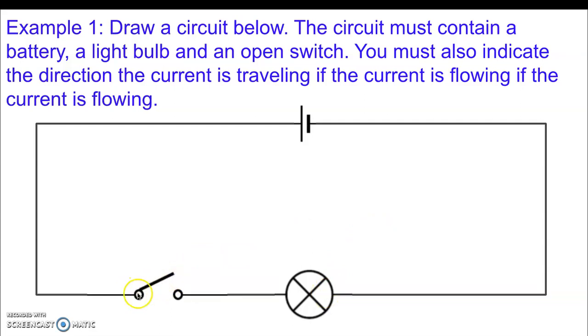Now, because the switch is open, the circuit is not going to be continuous, right? The electricity would normally leave from the positive end and come around, but then it's going to stop when it gets to the switch because it can't move from this point to this point because the switch is open. So this one's going to be no current. You don't actually need to draw anything, just indicate that there's no current for this one.